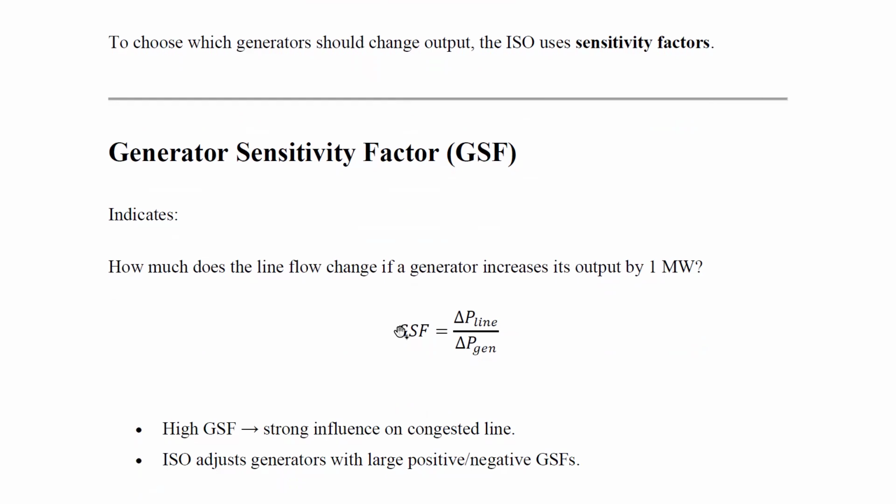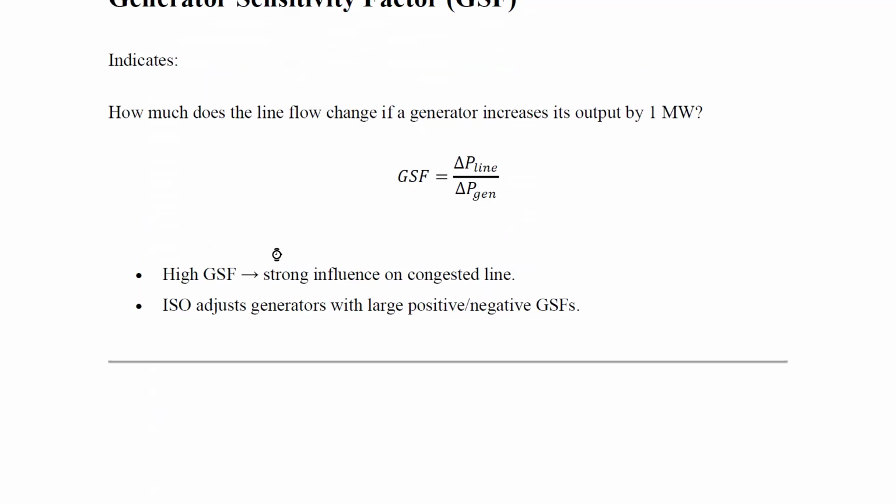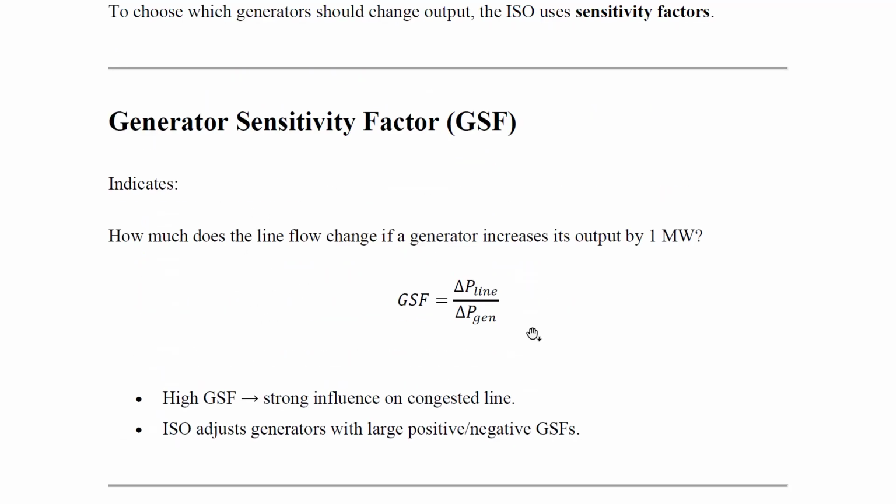GSF is calculated as the ratio of the change in the power in the transmission line divided by the change in the generation. A higher GSF means stronger influence on the congestion line. So the ISO suggests generators with a large positive or negative GSF. Sometimes positive GSFs will come, sometimes negative GSFs will come. We'll see one example such that you can understand this concept of generator sensitivity factor.